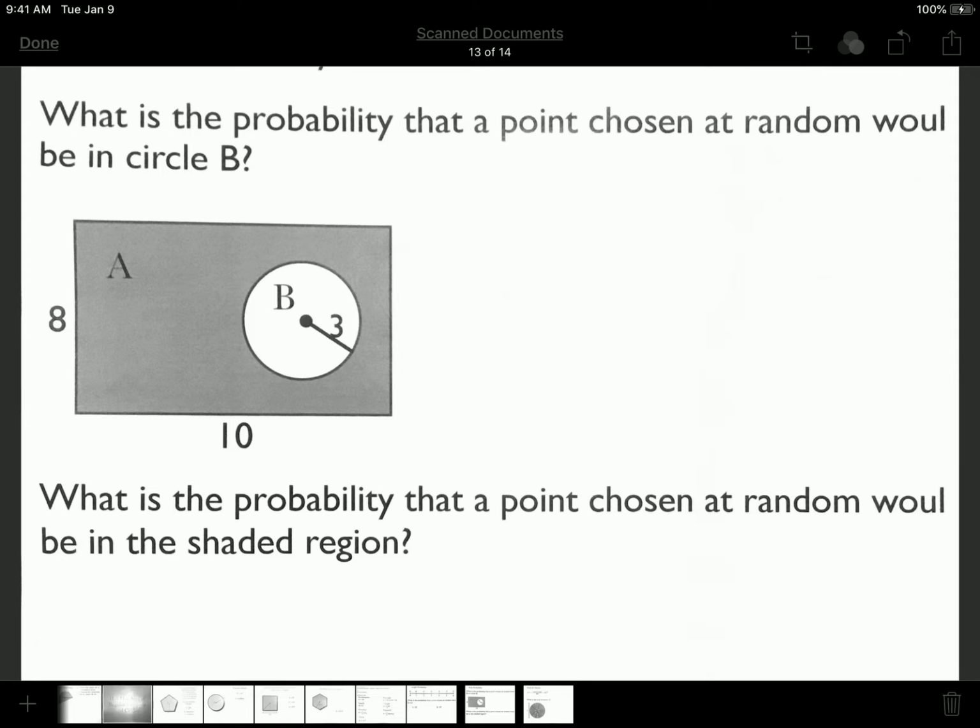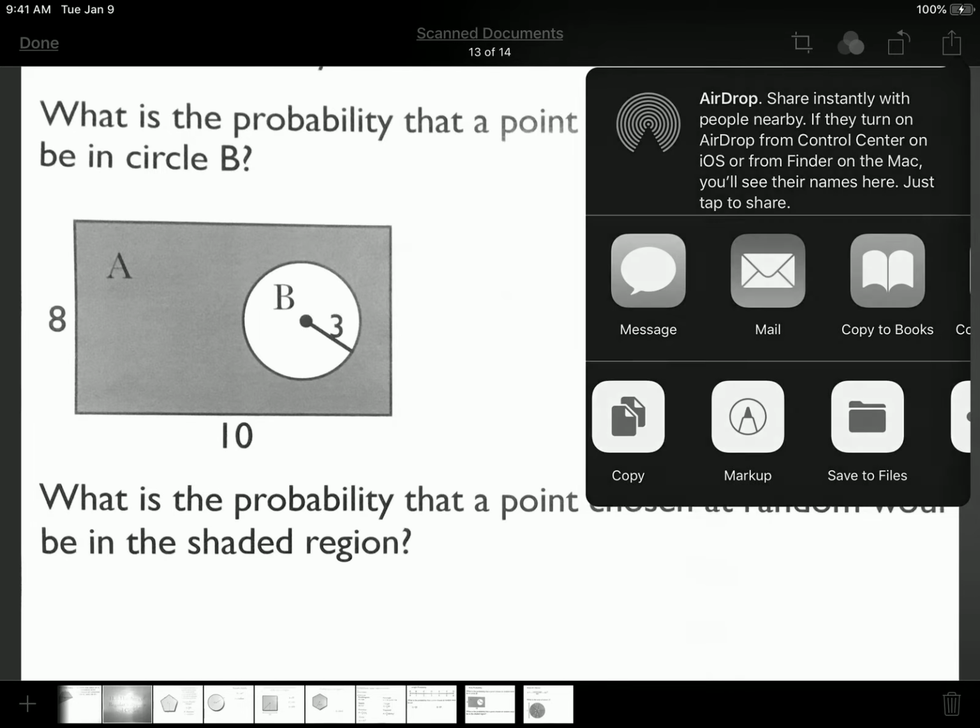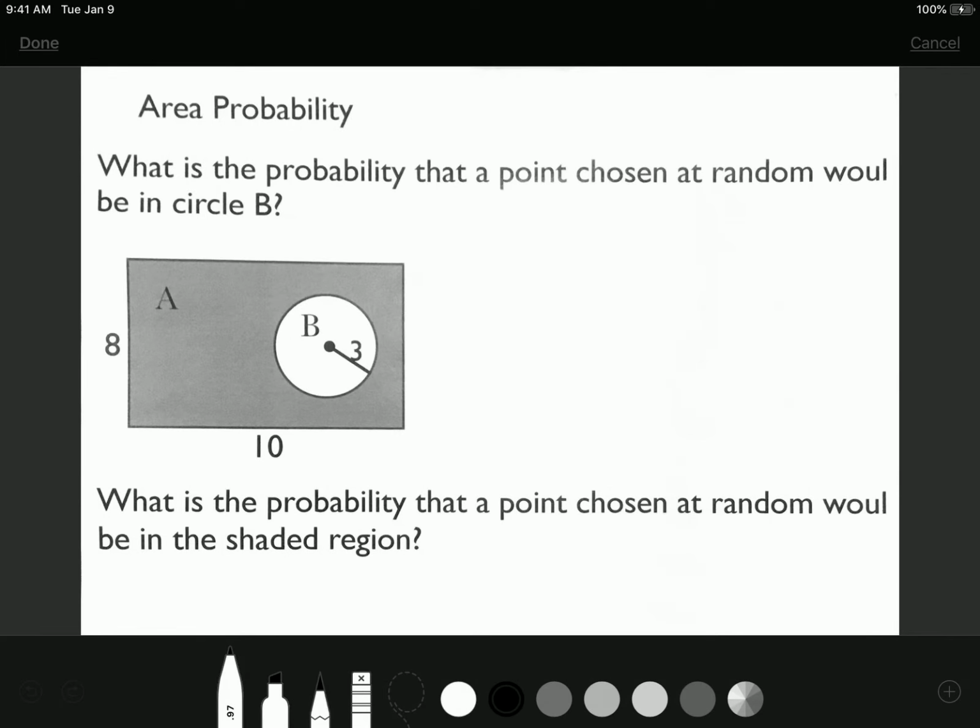So what we're going to do is, the first problem says we want to know what's the probability that your point chosen at random would be in circle B. Okay, so we want to basically figure out the area of circle B as well as the whole rectangle. So you can even look at this as a beanbag toss kind of cornhole game, right? Circle B might be the hole that you're aiming for. So what are your chances of getting into the hole?